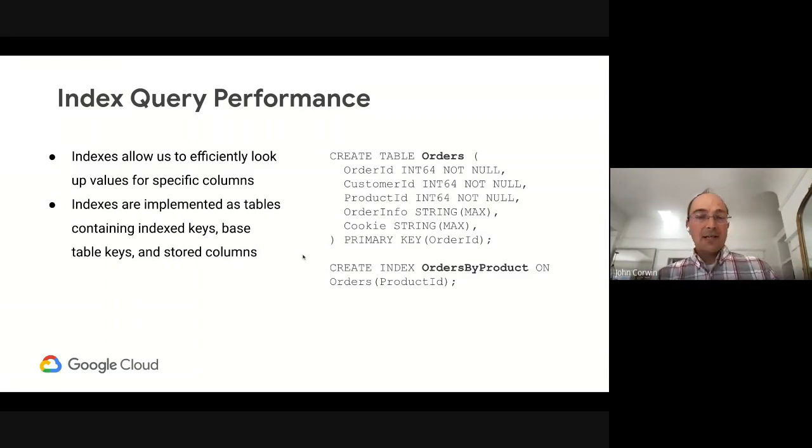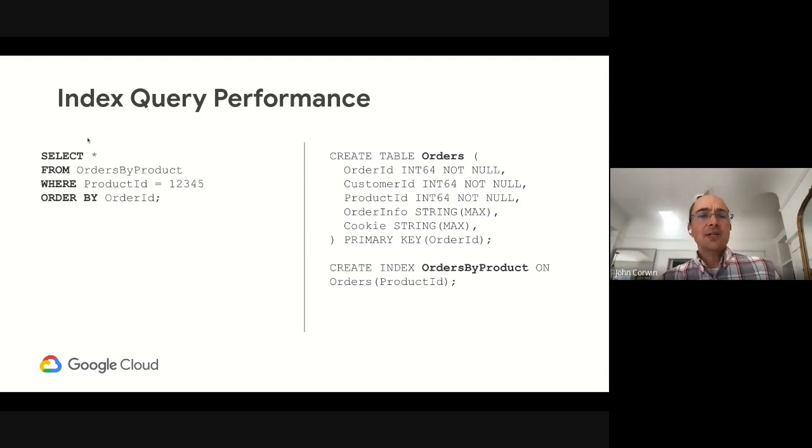We also know, based on how Spanner works, that this will be effectively implemented by a table, which will be keyed by product ID, and then coming back to its base table, it will have the order ID there as well. So let's look at some example queries here where we want to use this index very effectively. Say that we start with this query here.